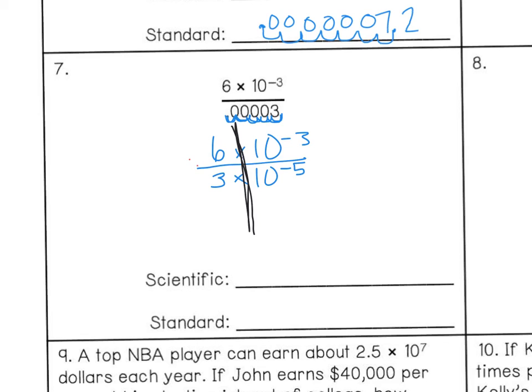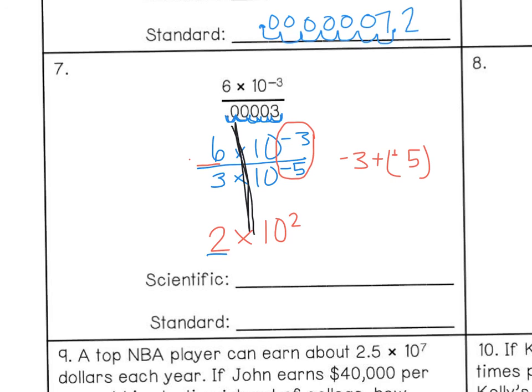6 divided by 3 is 2 times, and we have to the negative third and negative fifth. We're going to keep our base, which is 10, and then negative 3 minus negative 5. And remember, when you're subtracting a negative, it's really like adding a positive. So we have 2. 2 times 10 to the second power.